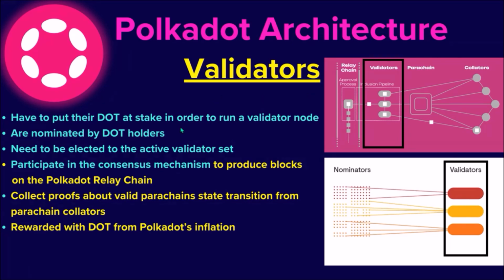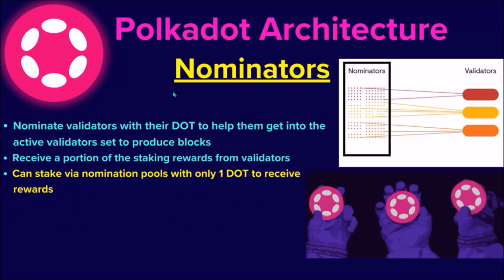Validators have to put their DOT at stake in order to run a validator node so that they get into the active validators set. Above all, validators produce blocks on the relay chain, plus they also collect proofs about valid parachain state transitions from parachain collators. And in return for all this work, validators are rewarded with DOT generated by Polkadot's inflation, which is around 10% annually, and the remaining DOT from inflation, which is not used to reward validators, goes to the Polkadot Treasury. Validators bring us to nominators.